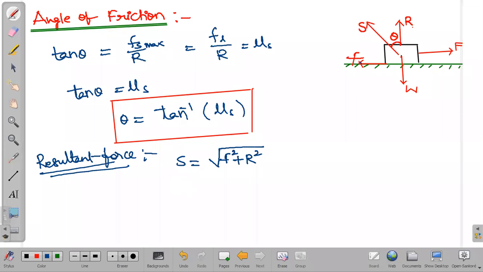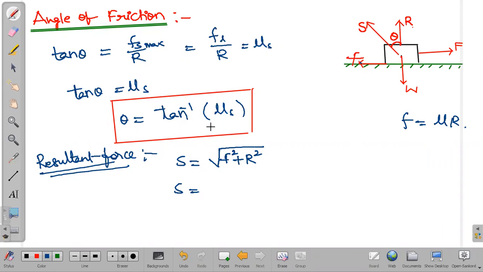Now S is equal to, F is what? Generally mu into R, we have the general expression. Because mu is equal to F by R, we will have F directly proportional to normal reaction force, that we have seen in the last class only. From there I am taking the F expression.